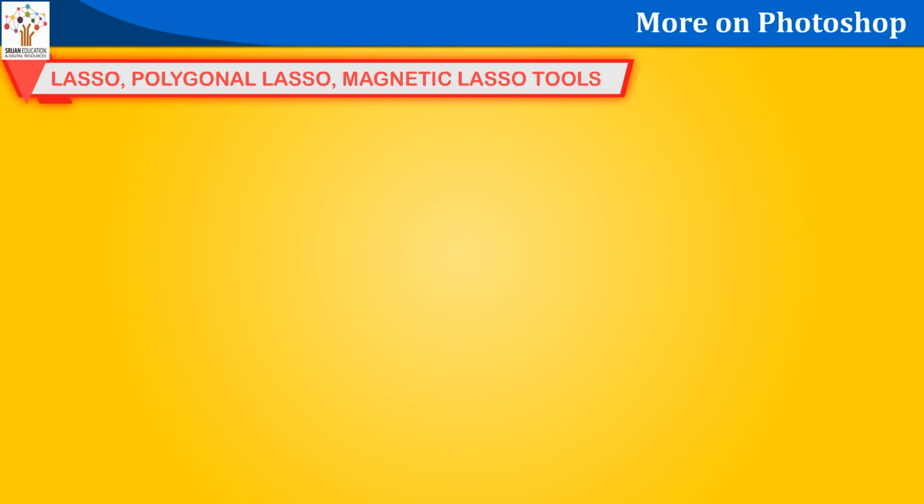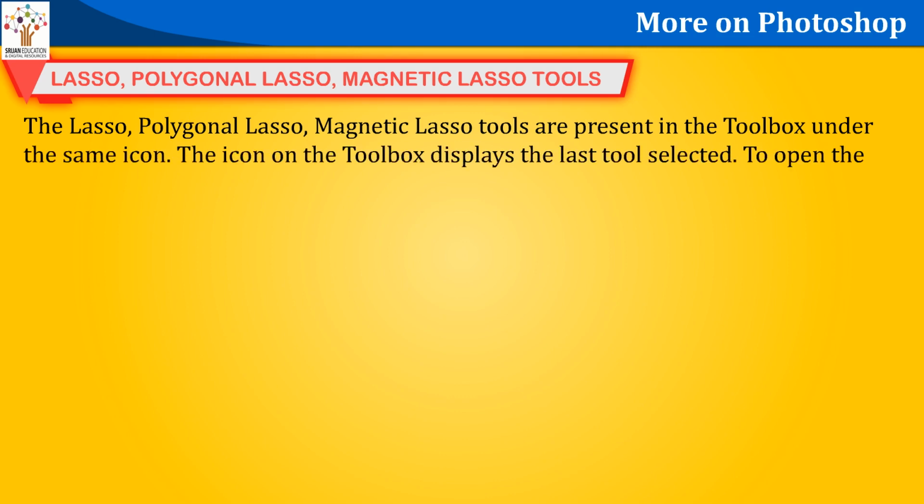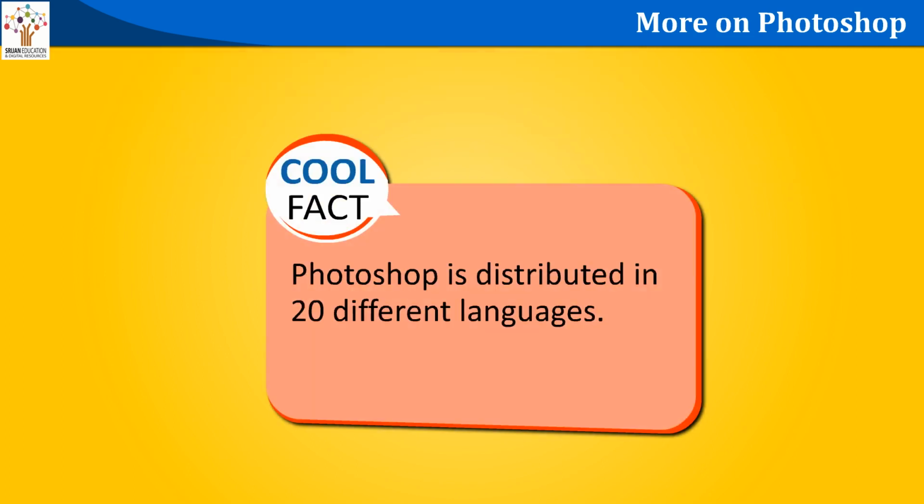Lasso, polygonal lasso, magnetic lasso tools. The lasso, polygonal lasso, magnetic lasso tools are present in the toolbox under the same icon. The icon on the toolbox displays the last tool selected. To open the floating menu, right-click on the arrow in the lower right corner of the displayed icon. Cool fact: Photoshop is distributed in 20 different languages.